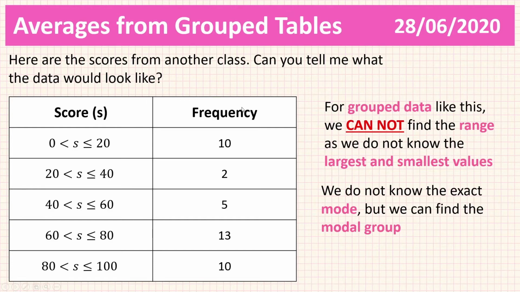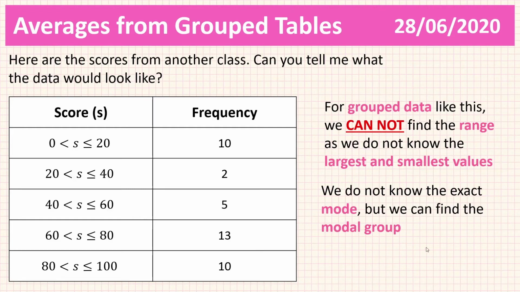So if you look at this data, our modal group would be between 60 and 80 because that is where our highest frequency is. We know that most people have got a score between 60 and 80, and that would be our modal group. We would not call it the mode because we don't know the exact value.